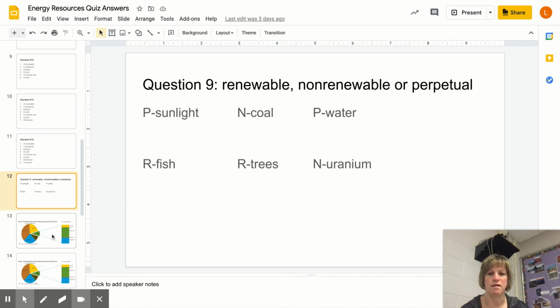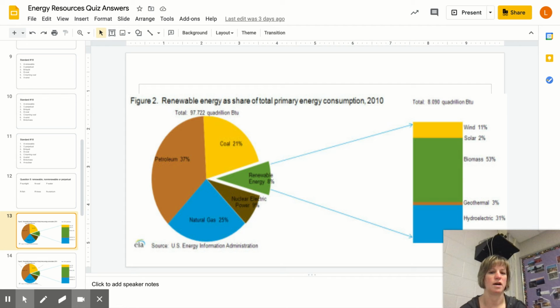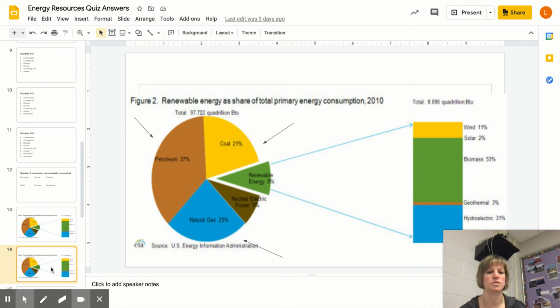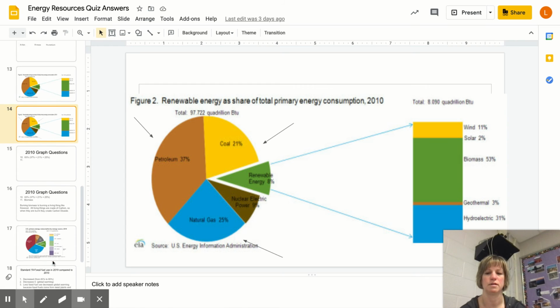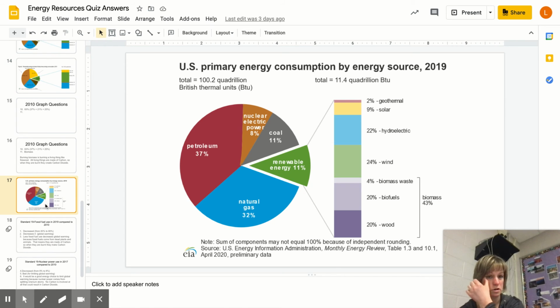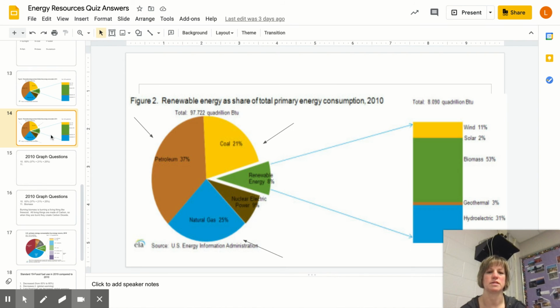So you looked at this graph, which is our energy consumption in 2010. And then also this graph, let me show you down here, which was our energy consumption in 2019. So we started out with the 2010 graph, and I wanted you to calculate our energy consumption in 2010 and what percent was from fossil fuels.